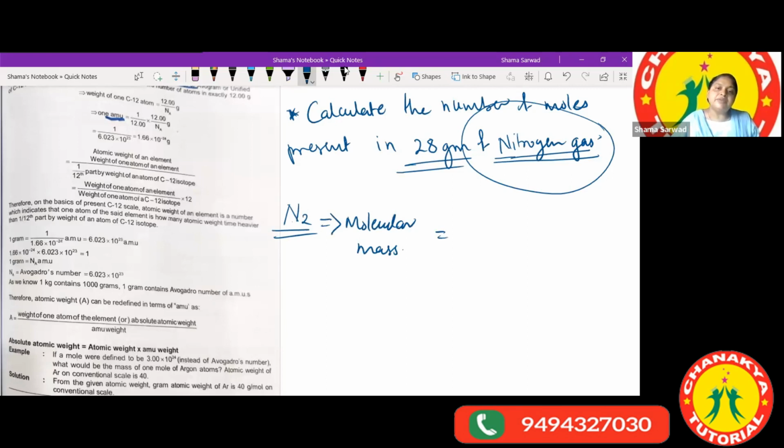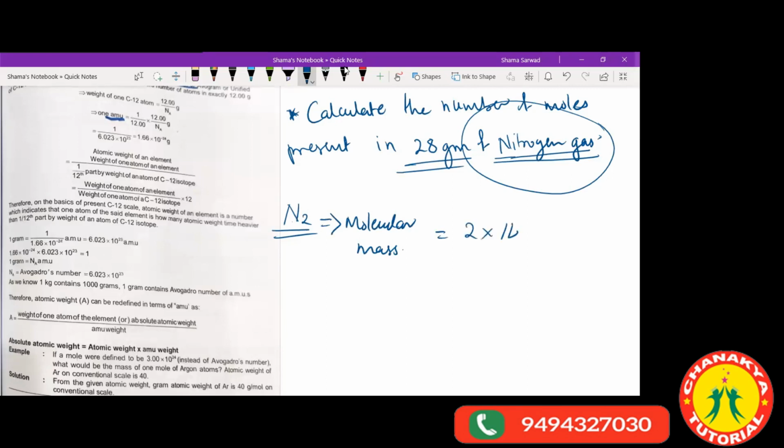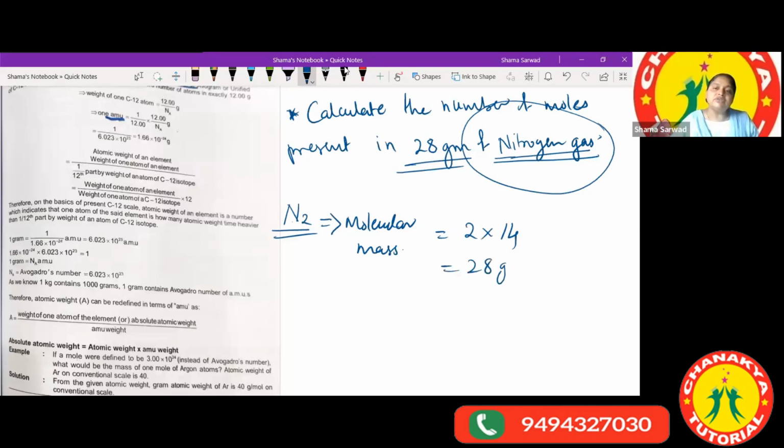How many atoms of nitrogen are there? 2. Atomic mass of nitrogen? 14. 14 twos are 28 grams. So 1 mole of nitrogen consists of how many grams? 28 grams. How many grams I gave you over here? 28 grams. So how many moles are there?